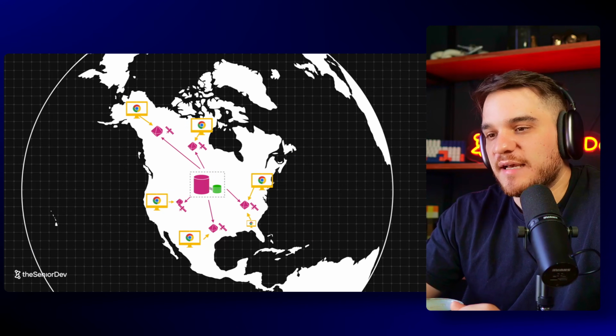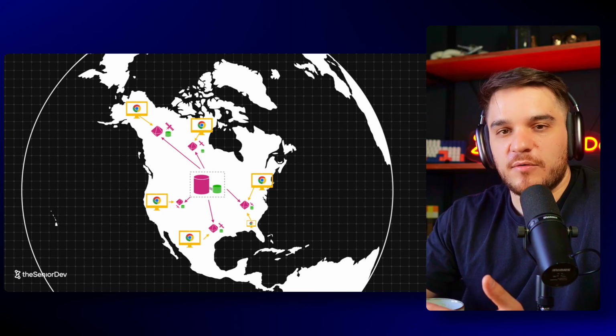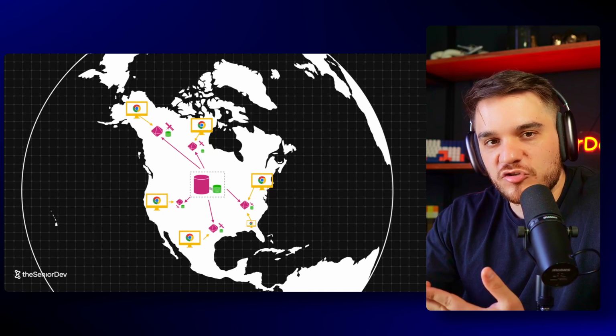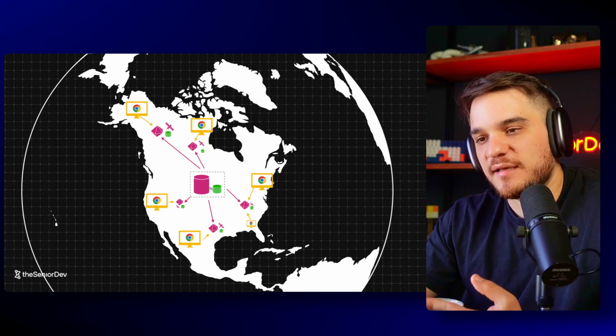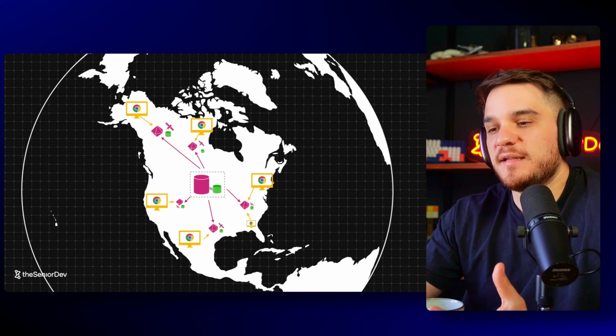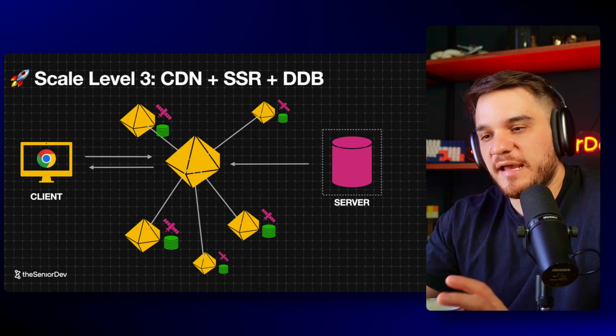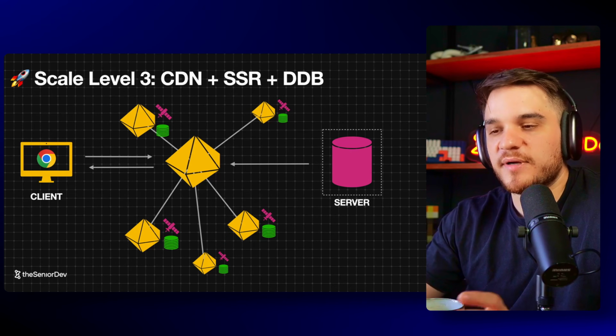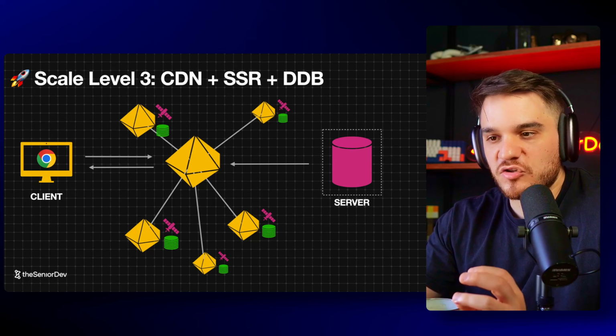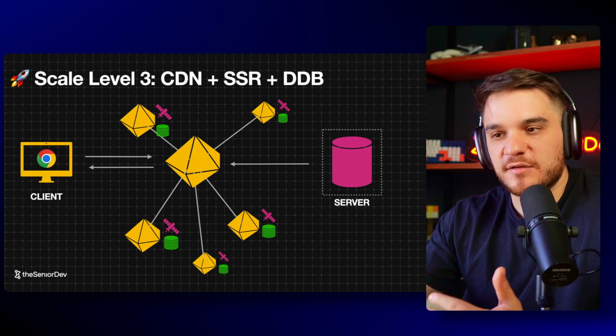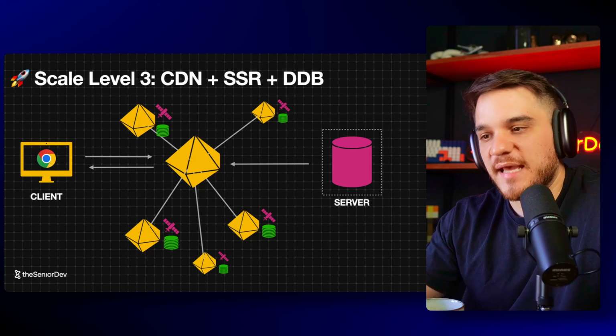And so our final setup is basically distributing our static assets, our edge compute network, and the database very close to the user. And we finally eliminate that latency problem. And so our scale level 3 would be not only having that CDN between the client and server, but also having the distributed edge compute runtime where we can execute code and our distributed database.